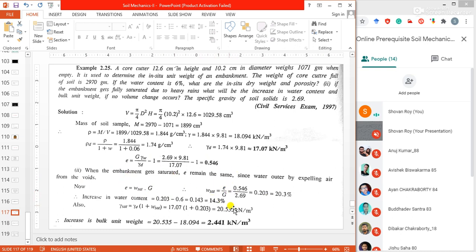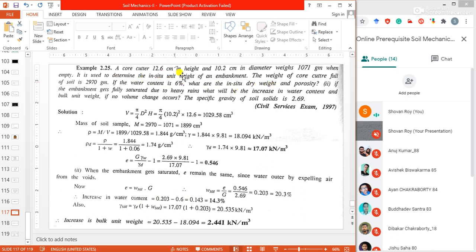These formulas come from the initial chapters of soil mechanics. So e equals 0.546 by G, where G is the specific gravity 2.69. Now w sat equals 20.3%. So the increase in water content is 0.203, that is 20.3 by 100, minus 0.06, where 0.06 is the actual water content of 6% in the in situ density.